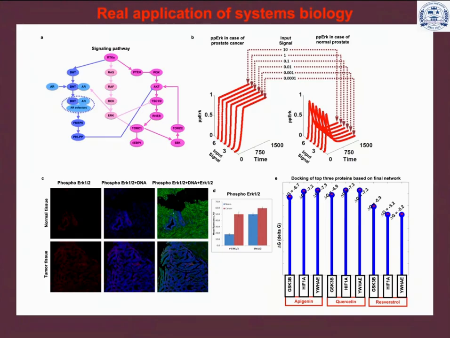And what we observed here is that apigenin and quercetin show the maximum binding affinity with these top ranked proteins. So we can conclude from here that these top ranked proteins are showing the potential for being considered as the main drug targets or biomarkers, and apigenin and quercetin will be one of them.